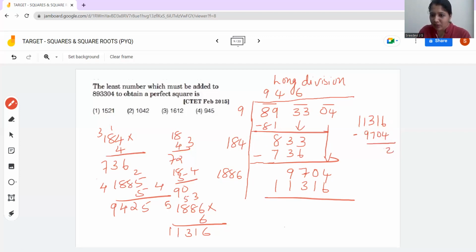1 minus 0 is 1. 13 minus 7 is 6. Here it is 0, so 10 minus 9 is 1. So we'll be getting the answer 1612 here. So everyone, this 1612 is the number which has to be added to this given number to make it a perfect square. Okay, so the option is option 3.